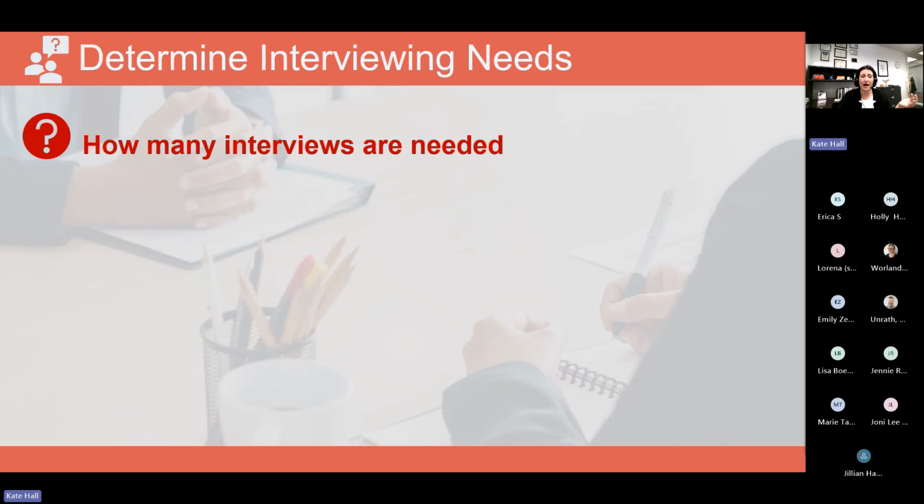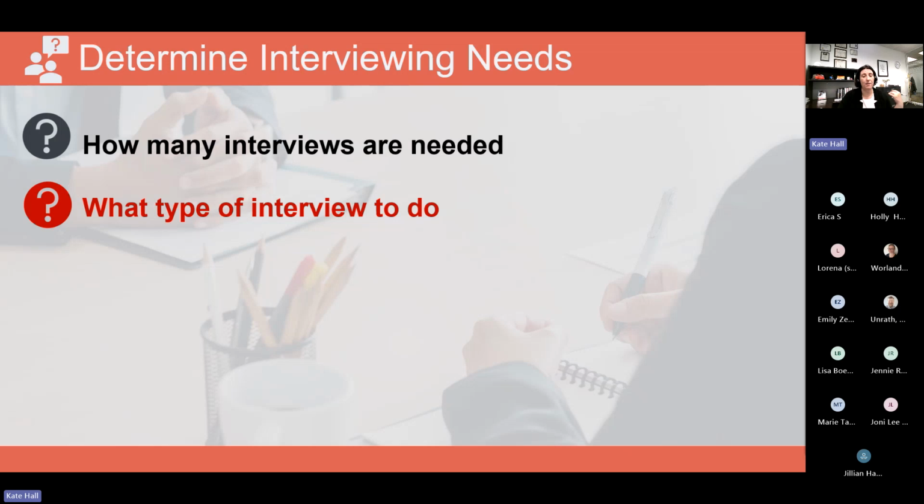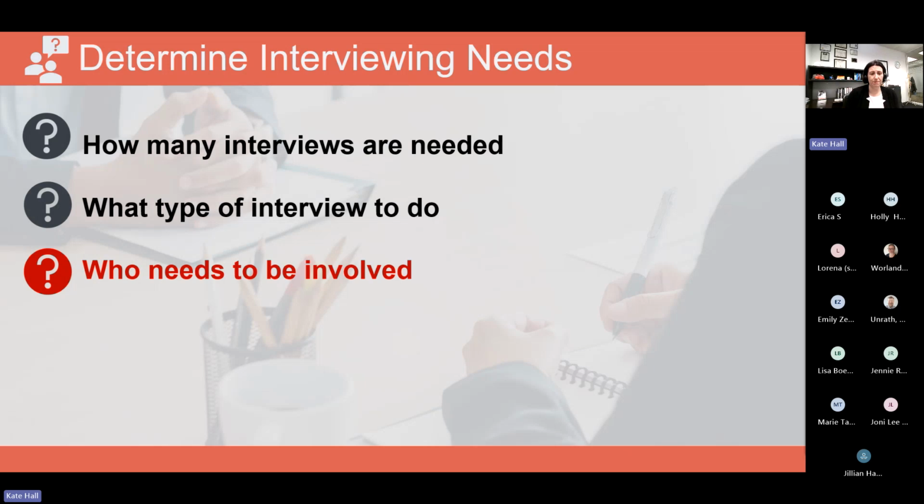You also want to think about what type of interview do you want to do? Are you going to do a phone interview for the first one? Are you going to have in-person interviews? Are you going to do the interviews on Zoom or Teams? Will staff have a chance to interview the candidate? And then thinking about who needs to be involved. This again is going to depend on the position.